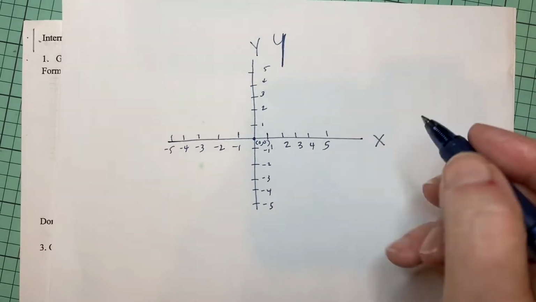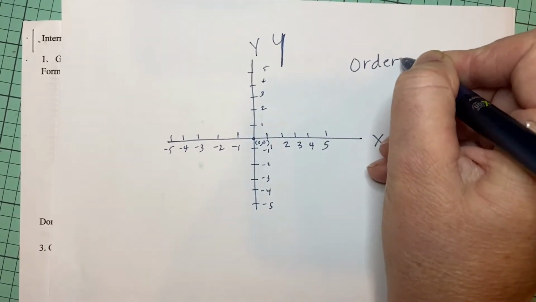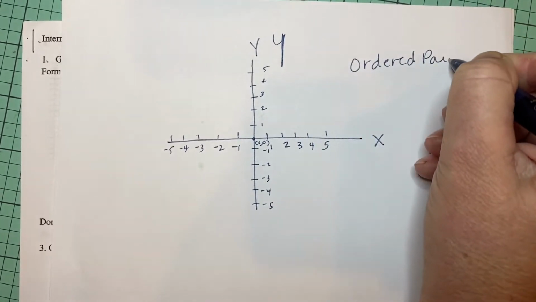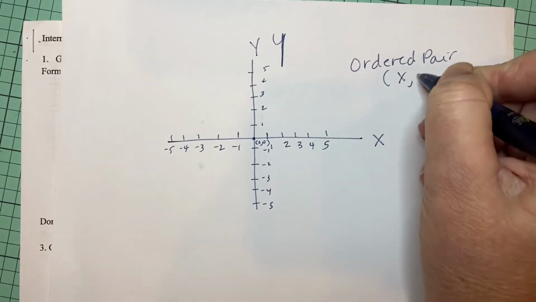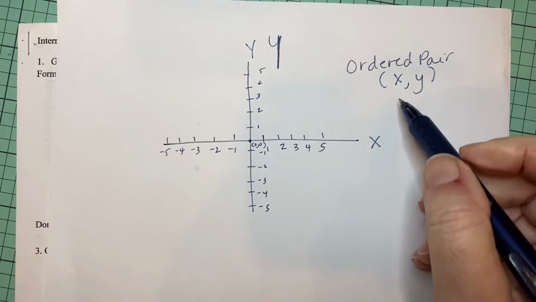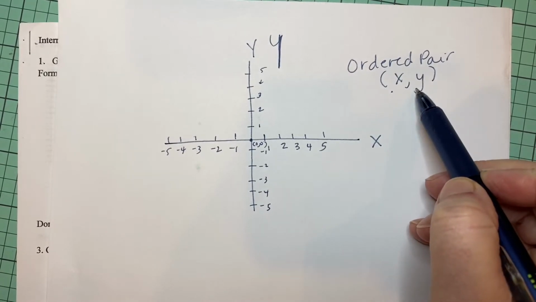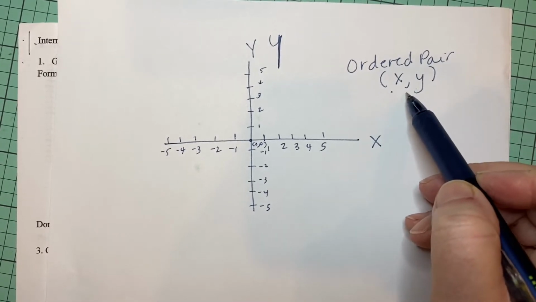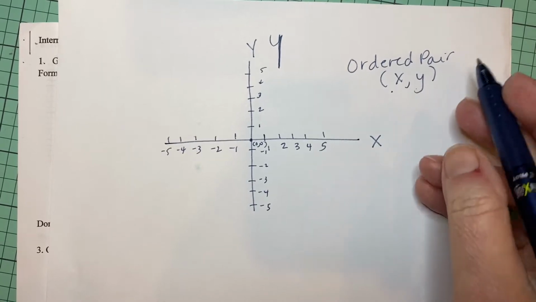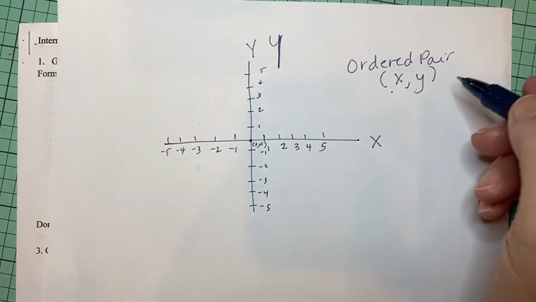Okay, and then we have what's called an ordered pair. That's a parentheses with two numbers inside of it, and they're always separated by a comma. The first number is always your x, and the second number is always your y. It's alphabetical order, so that's an easy way to remember that. And that tells you where you're going to go on your graph.